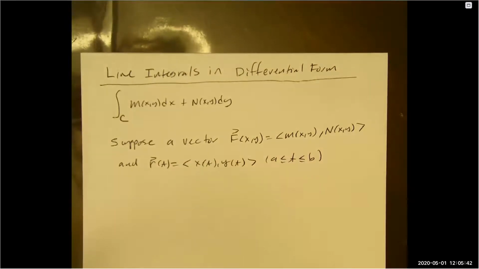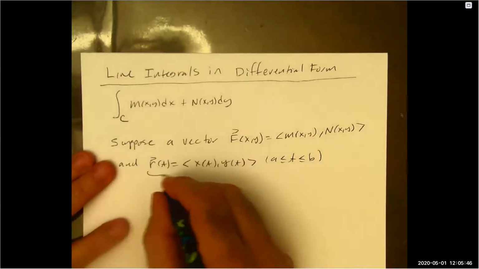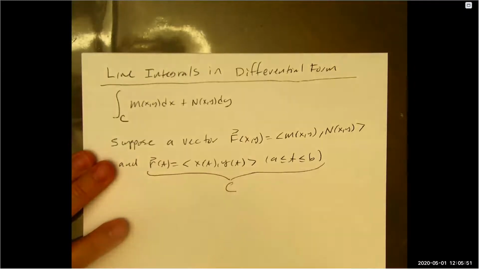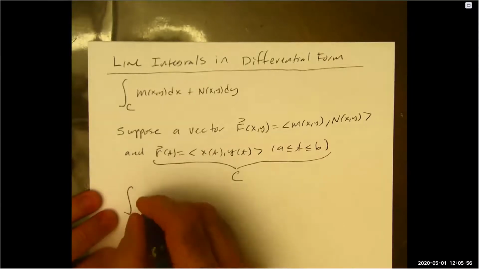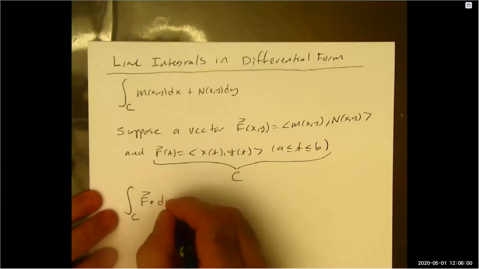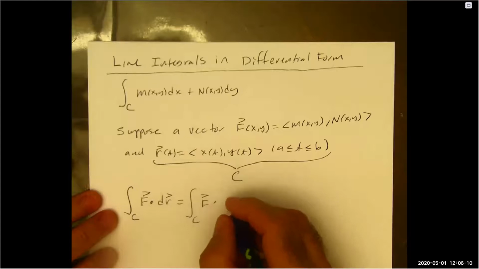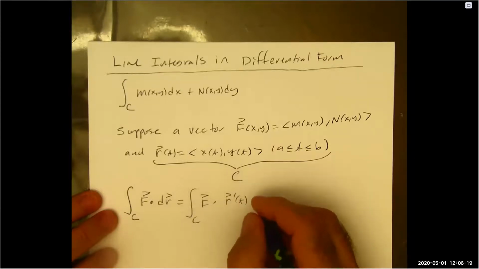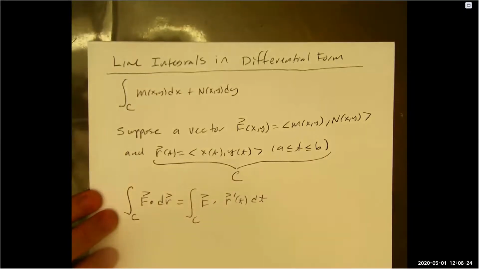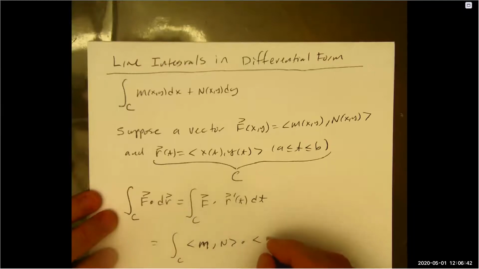All right, so suppose we have that, and this is your curve C. So if we look at the line integral over C, this is going to be the same thing as you're going to have the M and then the N, and then you're going to dot this with x prime of t, y prime of t.